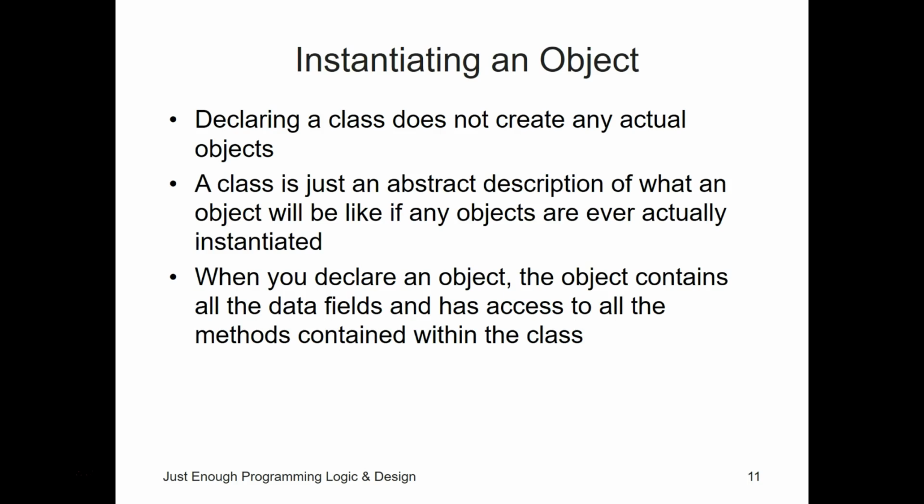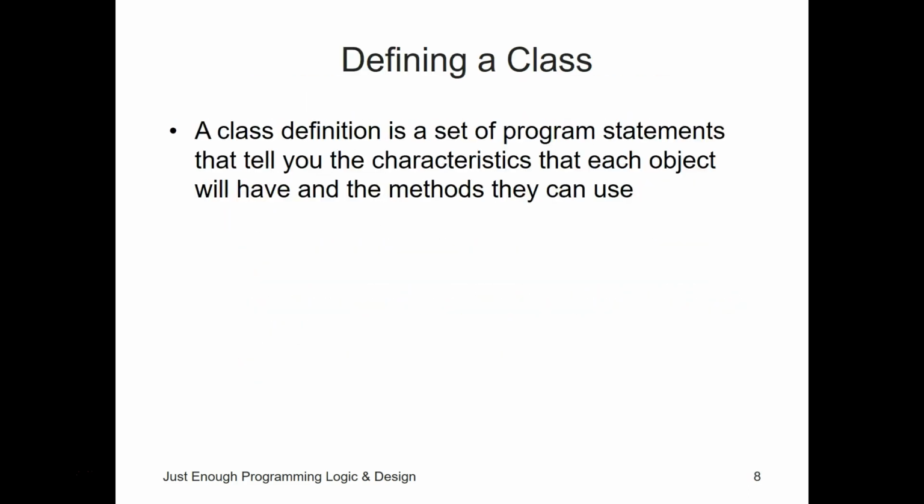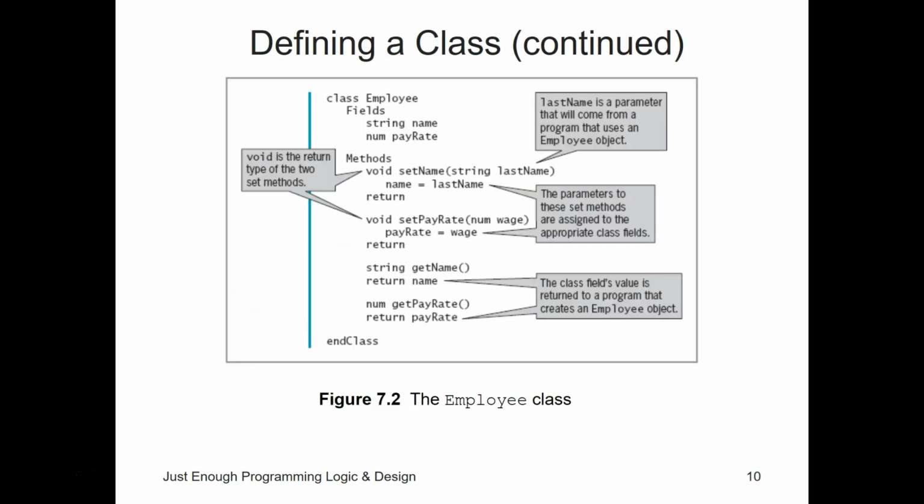When I do declare that employee, that object can access any and all of those data fields and methods. So when I create it, it automatically gets all of those items. So just like our puppy back here, we said we're going to create an instance of a puppy. All of those things that are in there, name, age, shot status, all of those things are available to us to use as soon as we create one.